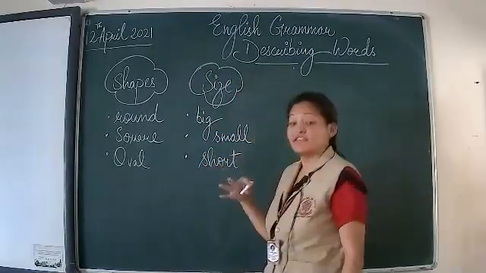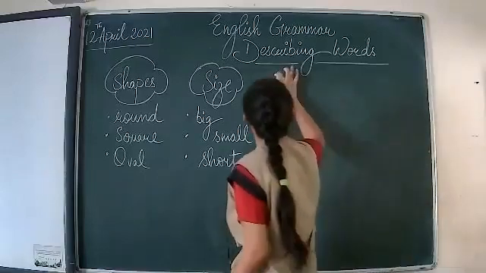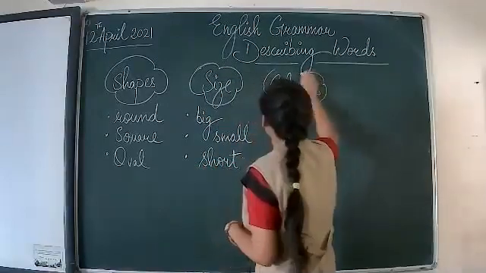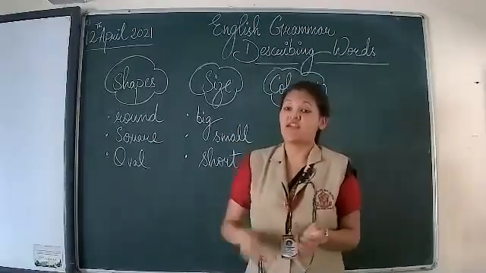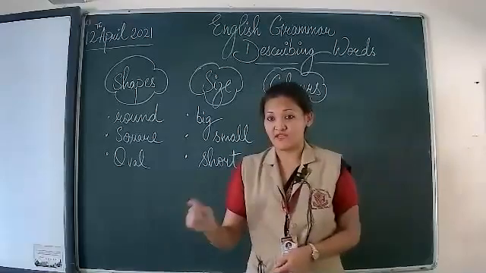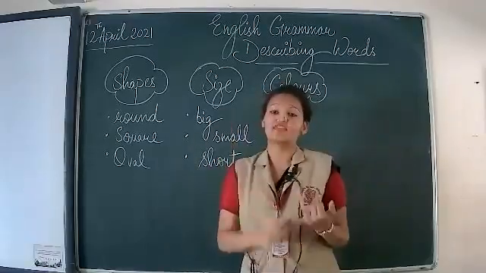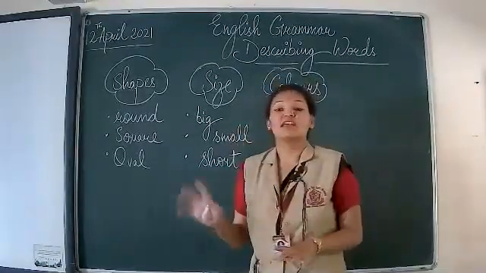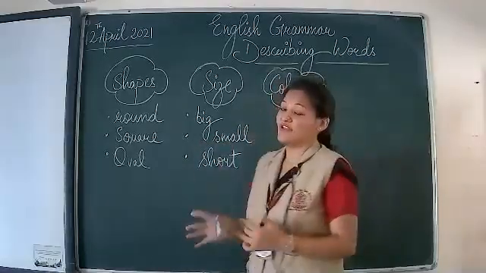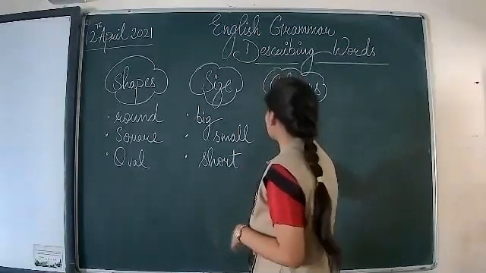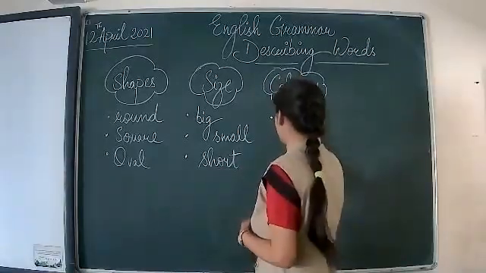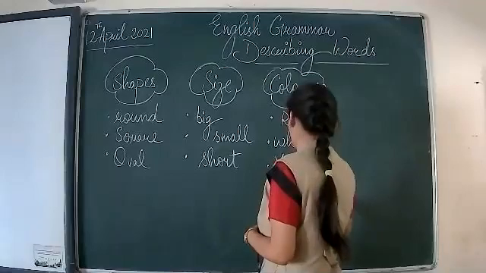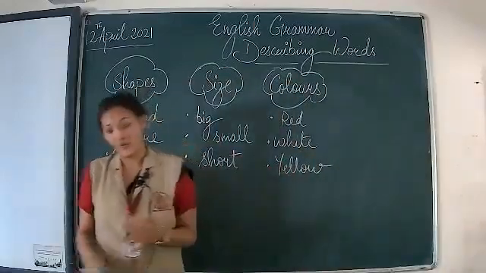Now another thing is the colors. Names of the colors are also describing words. Wherever you are being specific about something, wherever you are giving some detail about a person, place, animal, or thing, it is a describing word. That means it is an adjective. So now colors like red, white, yellow, all these are also describing words.